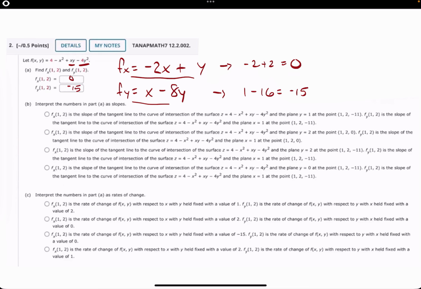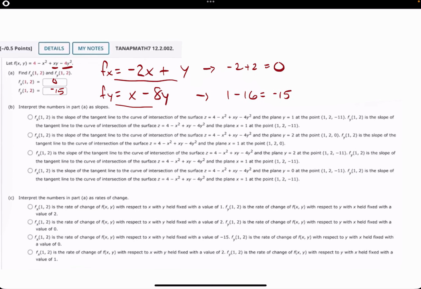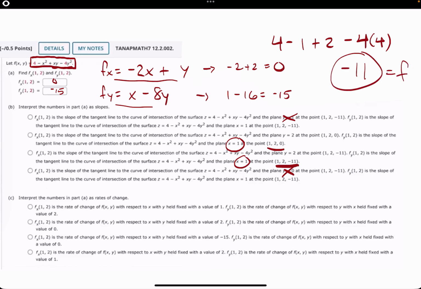So 0, negative 15. And then we're looking for the x and y values we plugged in. So we plugged in a y value of 2, and we plugged in an x value of 1, so both of those check out. But look at the coordinate triplet there, the ordered triplet. We want to find the correct f value corresponding to inputs 1, 2. So if we do 4 minus 1 squared, we get 3, plus 1 times 2, we get 2, minus 4 times 2 squared, so 4 times 4. So we get 3 plus 2 is 5, minus 16 is negative 11 for the f value at 1, 2. So we're looking for the negative 11 there and not a 0. So C is our answer here.